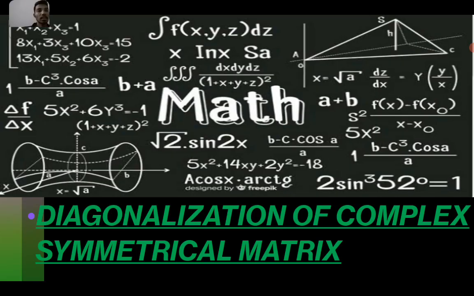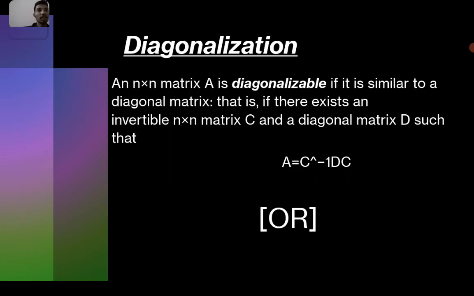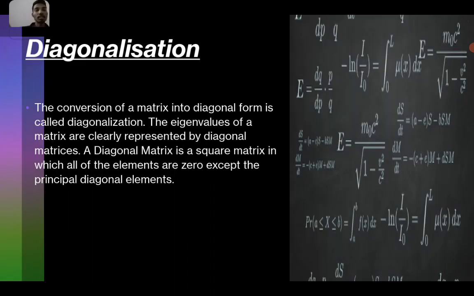Today my topic is diagonalization of complex symmetrical matrix. Diagonalization: an n×n matrix A is diagonalizable if it is similar to a diagonal matrix. That is, if there exists an invertible n×n matrix C and a diagonal matrix D such that A equals C inverse D C. The conversion of a matrix into diagonal form is called diagonalization. The eigenvalues of a matrix are clearly represented by diagonal matrices. The diagonal matrix is a square matrix in which all the elements are 0 except the principal diagonal elements.